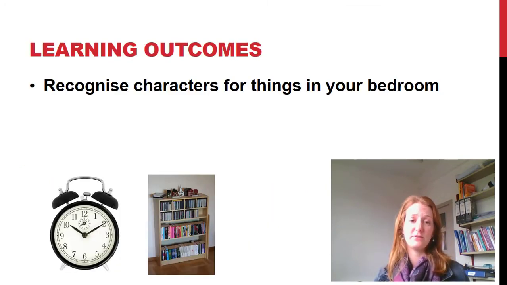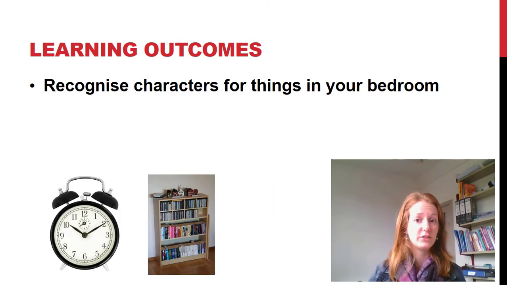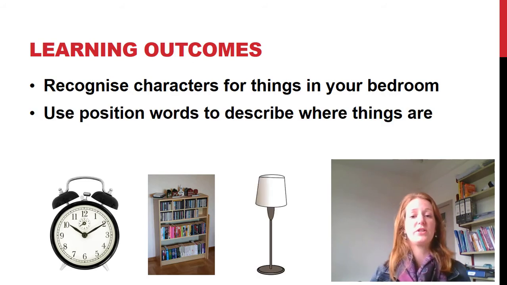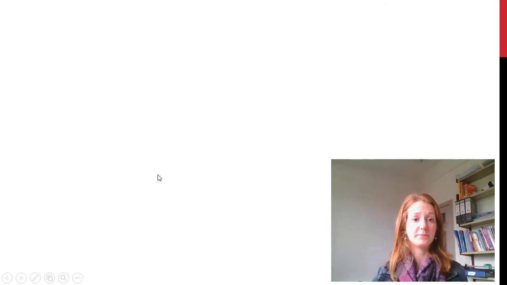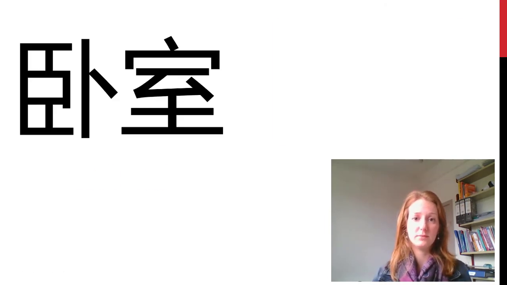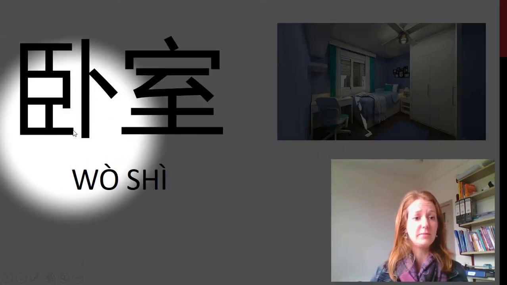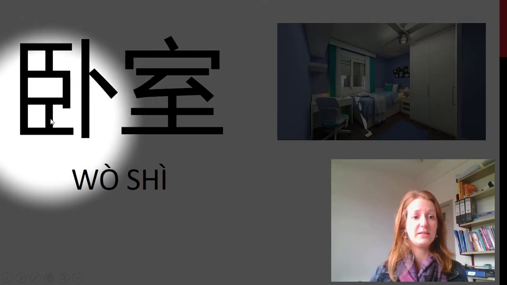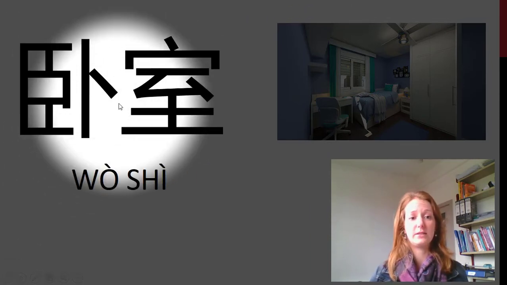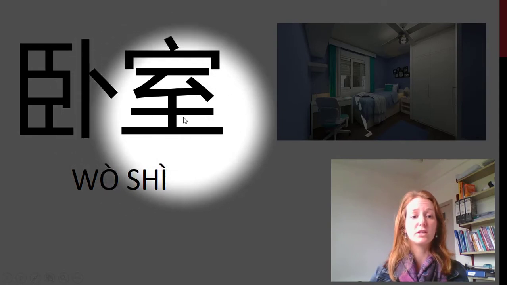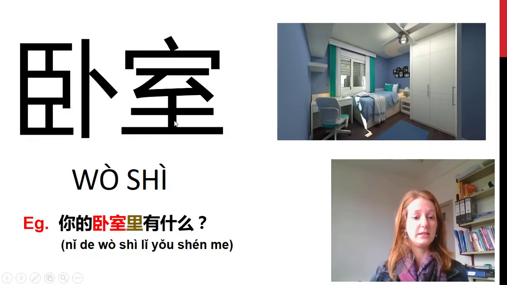The learning outcomes for this video are to recognise characters for things in your bedroom, and use position words to describe where things are. So the first character, 卧室, bedroom. The way I remember this character is I imagine that this is the bedroom, and we have a bed and the bedside tables, and this is the door into your bedroom. 卧室. 你的卧室里有什么? What do you have in your bedroom?